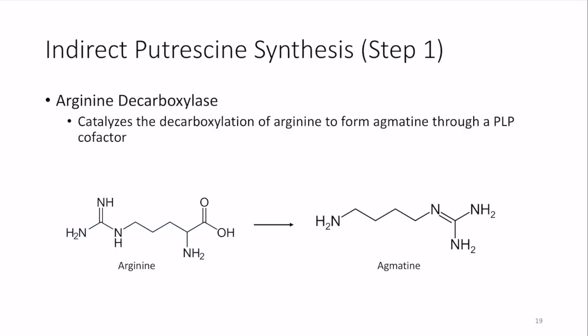From here, we can look at the indirect synthesis, which is what goes on in plants. The first molecule that we start with, as I mentioned before, is arginine. The first enzyme is arginine decarboxylase. This enzyme is again just decarboxylating the arginine so that we can synthesize this new molecule, agmatine. This goes through the exact same mechanism as the previous enzyme, with the PLP cofactor to decarboxylate.